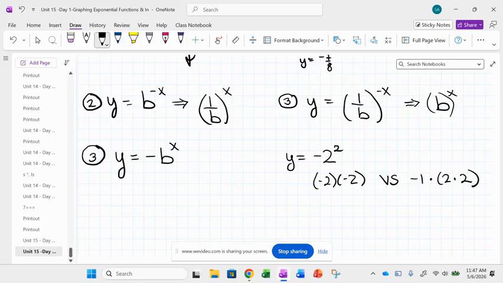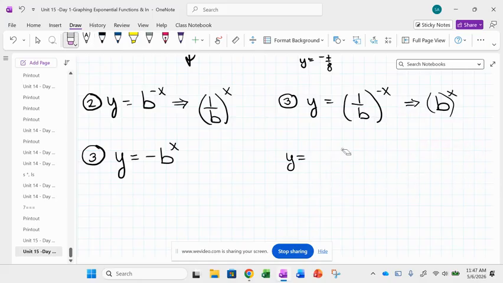How many people think this negative 2 to the second power is represented by this first expansion? How many people think it's represented by the second expansion? Okay, it is the second expansion. Why? Right now, this exponent of 2 only belongs to the 2. If I wanted that negative included, what would I have had to do? We would have had to put parentheses around it. But because there's no parentheses around it, is that negative getting the exponent? No.